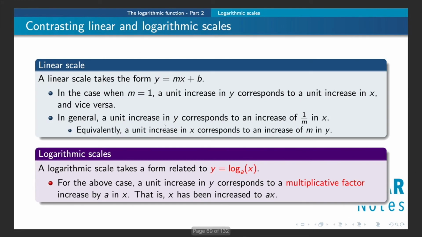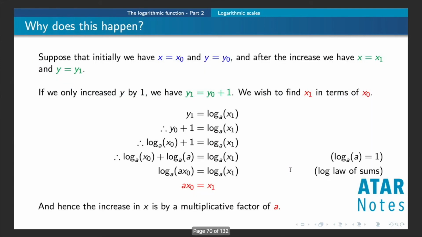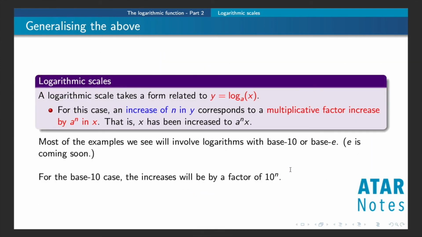But essentially what happens is that now, if you decide to increase y by 1, you don't add something to x to offset it, but rather you have to multiply x by a. So for example, if you started with y equals 2, and then you go to y equals 3, and your original value of x was, say, 5, your new value of x will be 5 times a. And that's more or less for when you increase y by 1.